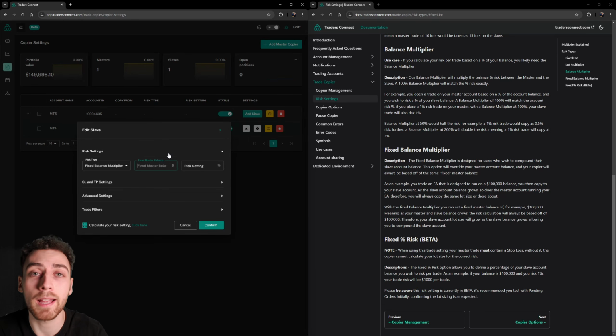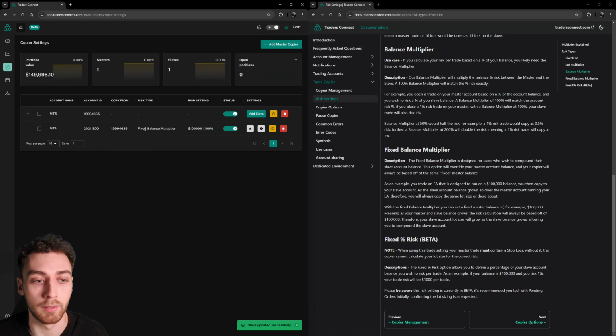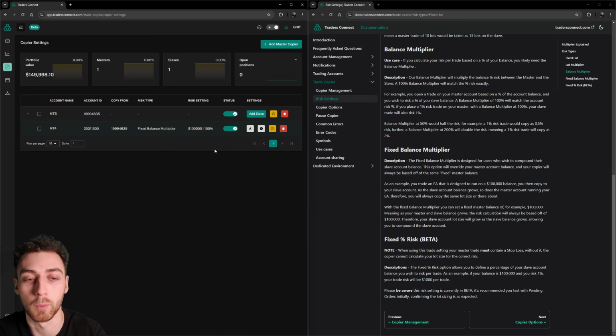So even as your master account balance changes, whether it goes up or down, it's always calculated based on this custom master balance that you put here. And what this allows you to do is, as the difference between your master balance, which is fixed, and your slave balance increases, the slave lot size compounds progressively faster and faster and faster. So let me put in a fixed balance multiplier with a 100k fixed balance and a 100% risk setting. So this is quite a simple one.